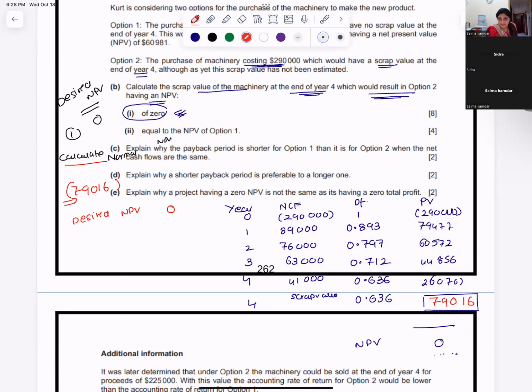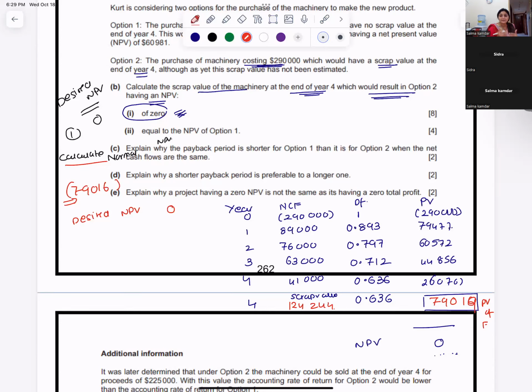So you have a shortfall of 79,019. That will be the present value of your scrap value. So you will divide that by 0.636. So what is the scrap value that you're expecting? I'm getting 124,243, rounded to 124,244.